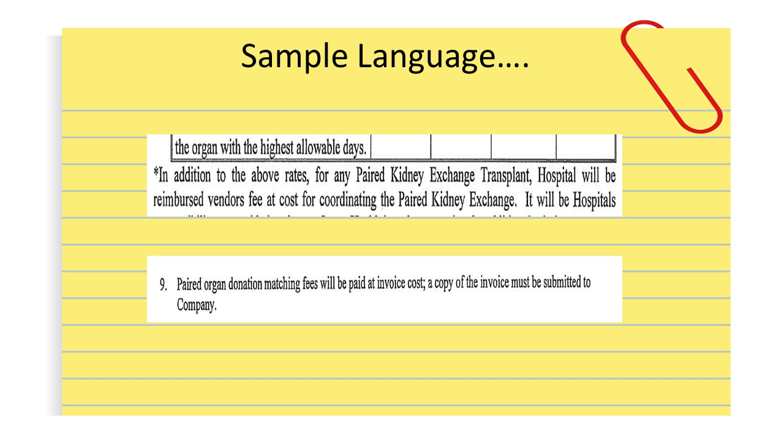Here is sample language that you can work with your contracting department to have some of your global contracts reimburse you. We approached our major payers and said we are not looking to have additional costs added to our reimbursement. However, can we have this as a pass-through cost? They were agreeable. Here are examples of two language. One of our contractors allowed us to have the stipulation that paired organ donation matching fees will be paid at invoice cost. A copy of the invoice must be submitted to the insurance company. So they were very willing to absorb the extra cost that we were going to incur.